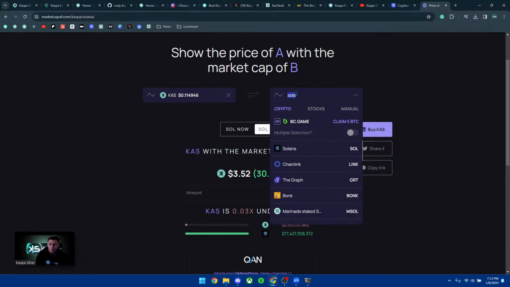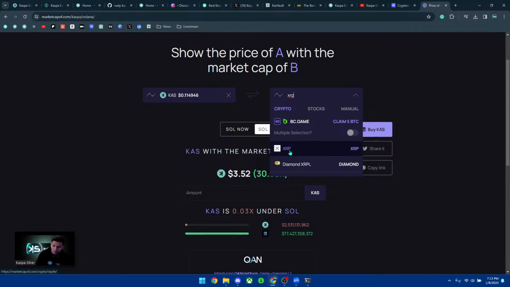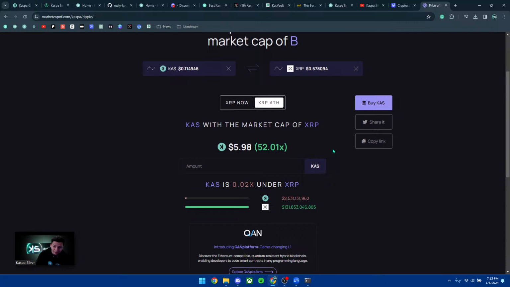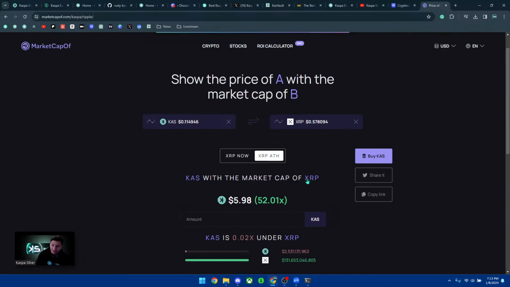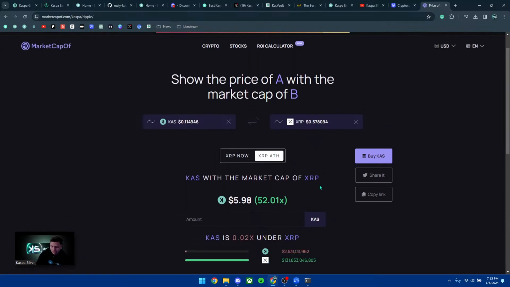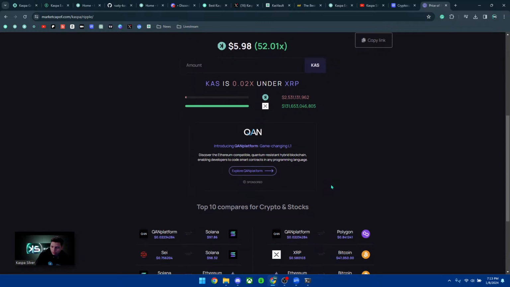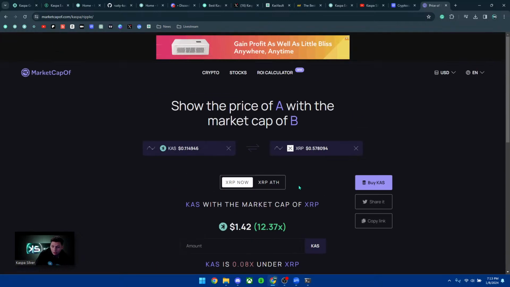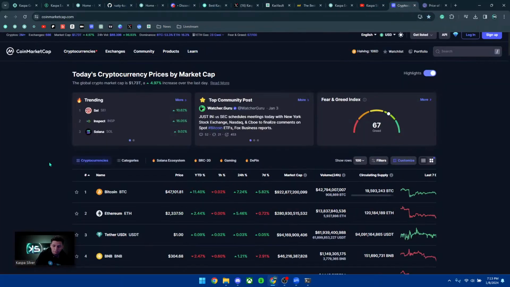I think something that a lot of people don't realize is how much money went into XRP during 2017. At the all-time high, that would put Kaspa at $6 if it got XRP's all-time high market cap, which was 131 billion. So it's not impossible for these coins to get that market cap, but there's got to be that demand. So I like to just say, hey, if Kaspa is under any proof of work coins, then it's undervalued in my opinion. I still think Kaspa is undervalued if it's under any proof of work coins.